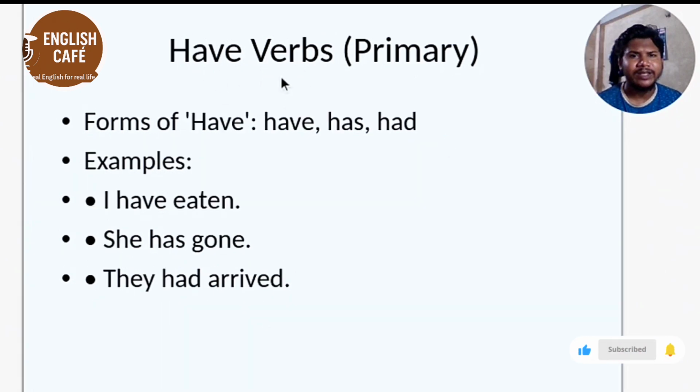So the next one is have verbs. So this is also included in the primary auxiliary verbs. So here are the forms of have verb, that is have, has, had. And examples, I have eaten, she has gone, they had arrived. Have, has, had, these are the examples of have verbs.